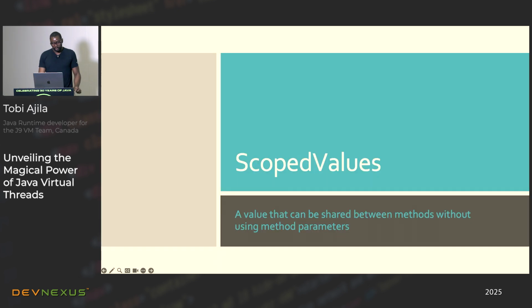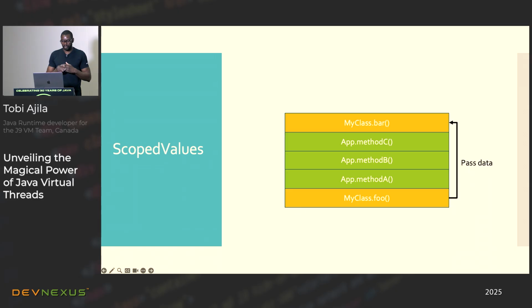Okay, and lastly, we'll look at scoped values. A scoped value is essentially a value that can be shared between methods. There are cases where you want to share some data between methods, and you don't want to pass that data as a parameter through all intermediary methods. You may not even have access to those intermediary methods, but you want that data to be propagated to a method that will be called in the future. These are the cases where you'd want to use a scoped value.